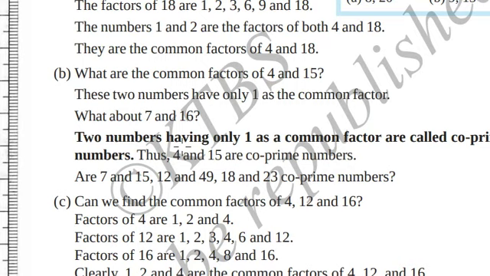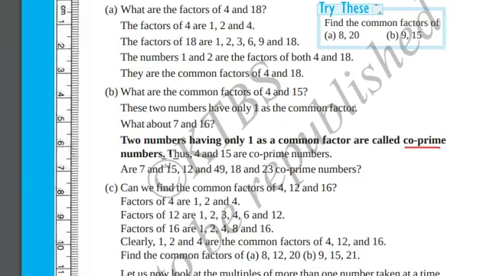What are the common factors of 4 and 15? These two numbers have only 1 as a common factor. When you find the factors of 4 and 15 individually, you will see that there is no other common factor other than 1. Two numbers having only 1 as a common factor are called coprime numbers. We can say 4 and 15 are coprime numbers.